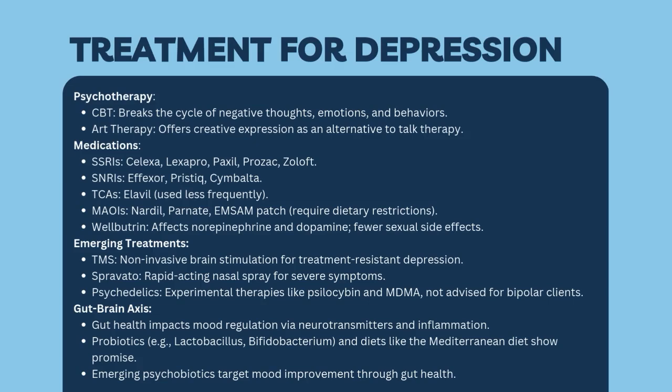Wellbutrin's really popular right now, and it's unique among antidepressants as it's primarily affecting norepinephrine and dopamine rather than just serotonin. And this mechanism of action makes it a valuable option for clients who don't respond well to SSRIs or SNRIs. It's less likely to cause sexual side effects, which can be a significant barrier to adherence with other antidepressants, and it may help with energy levels and motivation, making it particularly beneficial for clients with low energy or anhedonia.